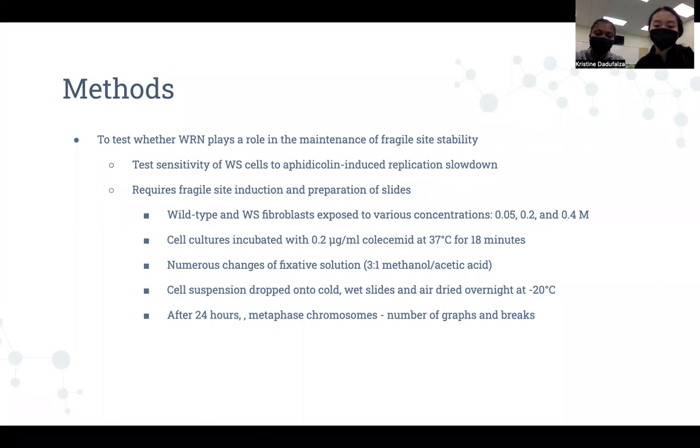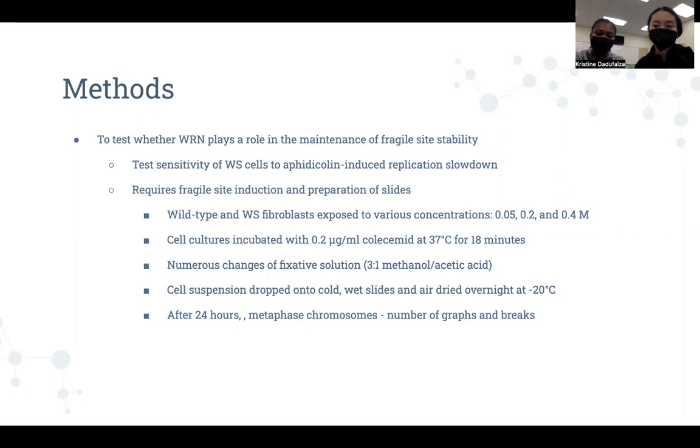Acetylcholine is a reversible inhibitor of DNA replication that blocks the cell cycle at the S phase. Wild-type and Werner syndrome fibroblasts were exposed to various concentrations of acetylcholine: 0.05, 0.2, and 0.4 molar. Cell cultures were incubated with 0.2 micrograms per milliliter Colcemid solution at 37 degrees Celsius for 18 minutes.